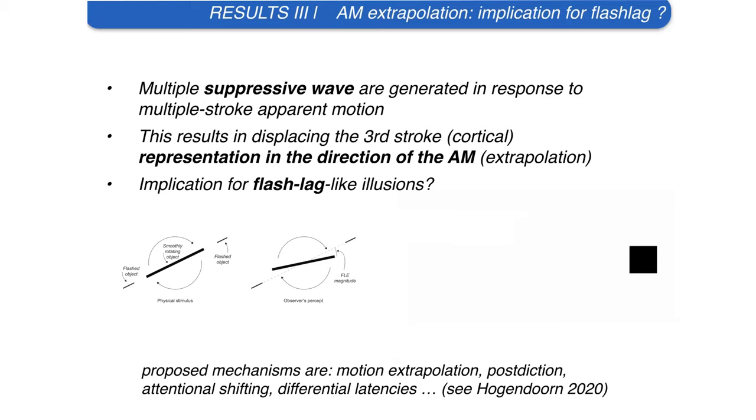So in the mechanisms that people put forward to explain the flash lag, one of them is motion extrapolation. And we believe that what we see here could be an example of motion extrapolation in the flash lag.